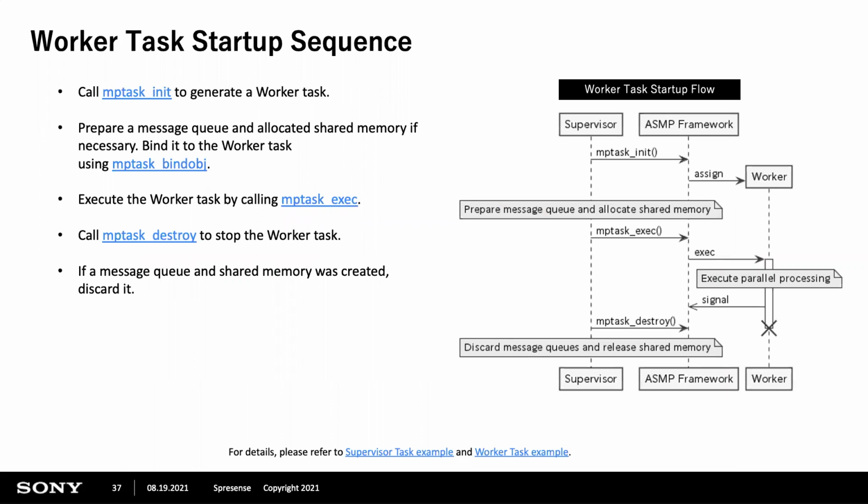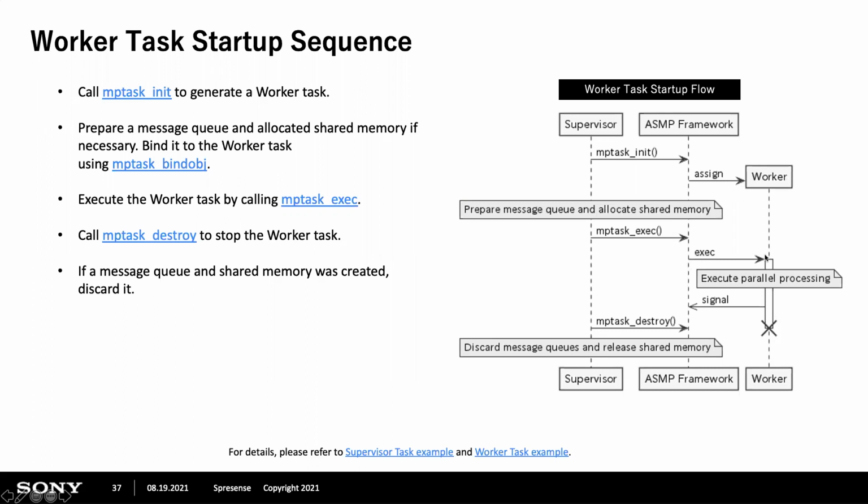For that, this is just showing you how we manage this worker task startup sequence. This is very simple. First, you need to initialize it, and then when you initialize, you assign a worker. When you assign a worker, then you need to prepare the message queue and allocate the shared memory. This is the next step. And then you start executing the task.